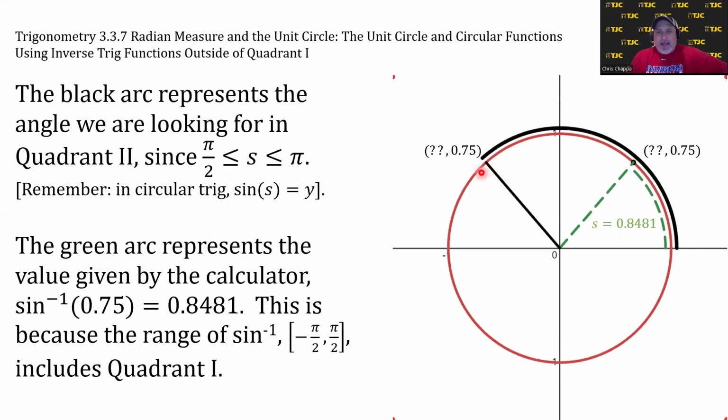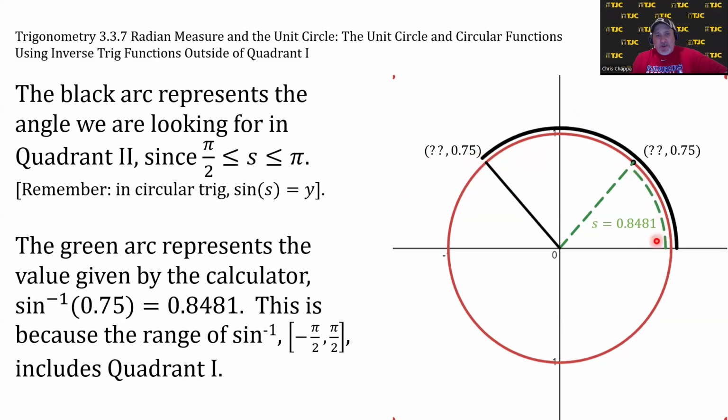So here's a picture with a black arc and a green arc. The black arc represents the angle we're looking for in quadrant 2, or rather, I should say the arc we are looking for in quadrant 2, since the arc we're looking for is between pi over 2 and pi, in degrees between 90 and 180. And remember, in circular trig, sine of an angle is equal to the y-coordinate. And so since we know sine of S is equal to 0.75, the point we're looking for has a y-coordinate of 0.75 with an unknown x-coordinate for now.